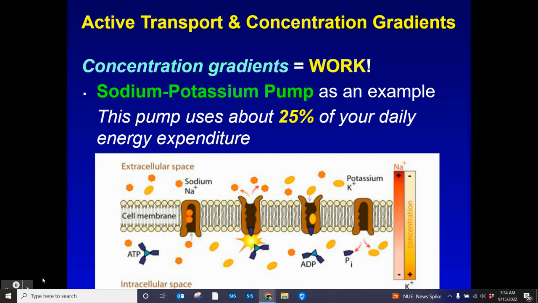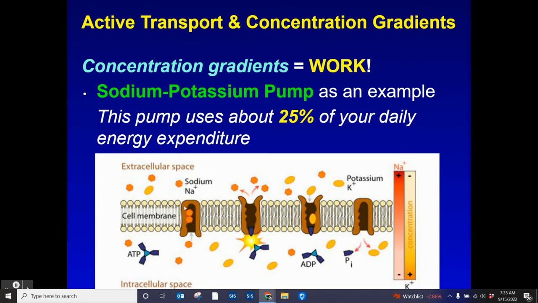You did the models of this in class the other day, and I just want to go over it a little bit. What does the sodium potassium pump do? In the intracellular space, we have a low concentration of sodium ions and a high concentration of potassium ions. When the pump is open to the intracellular side, the sodium binding sites can accept sodium ions but cannot accept potassium ions. There's no binding spot for potassium ions here.